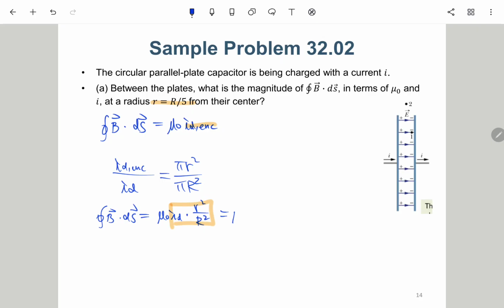Then we have mu 0 I. Actually, here you just call it I, so I_D is actually I. So we have r over 5 squared over R squared. It turns out to be mu 0 I over 25. So this is the final answer. It didn't tell you what I is.